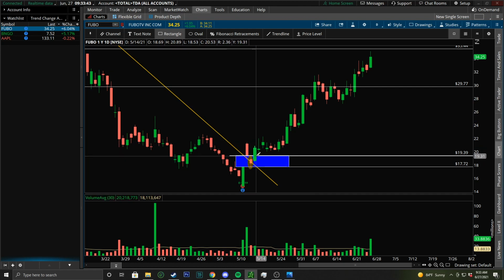What does price do the next day? It doesn't gap up. It gaps down, actually. No, it did gap up. Sorry. Red to green. Gaps up, and then you end up getting a push. No close over this, but again, you're not looking for a close over this candle. You're looking for a close over this gap range here.